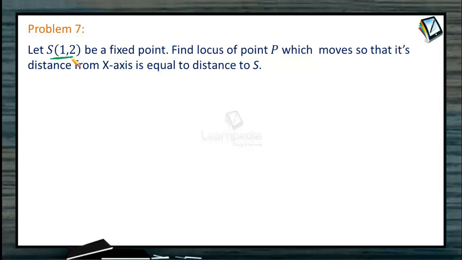Problem number 7. This is an instance which gives us the locus as a parabola. Let S be a fixed point. We need to find the equation of the locus of a point P which moves so that its distance from the x-axis is equal to its distance to the fixed point S. So as usual, we assign general coordinates x comma y to the moving point P. That is, let P(x, y) be a point on the locus.